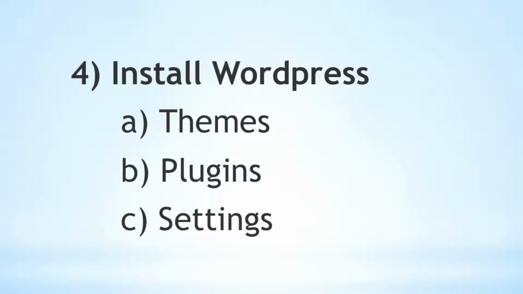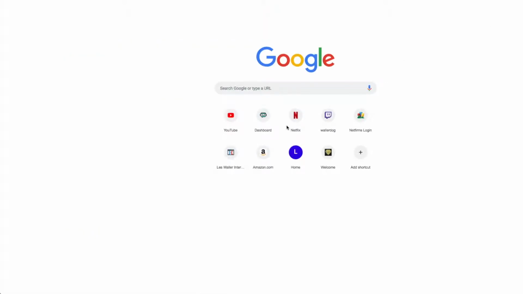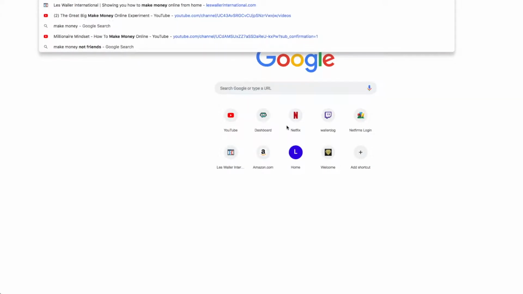All right, so we've gone through themes, plugins, and settings briefly. Next comes search engine optimization, search analysis. You want to come up with at least a list of 30 different things that you want to write on for your niche. So a little search analysis is in order. Let's say mine is, as an example, we want to make money online.